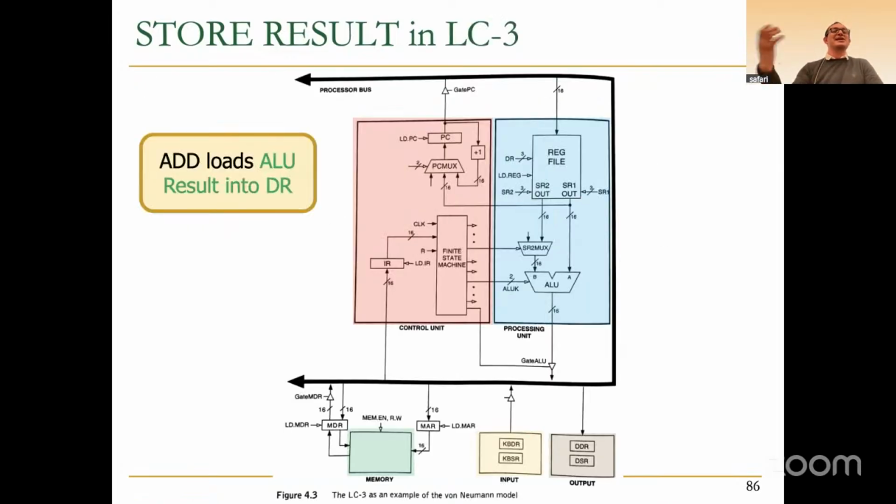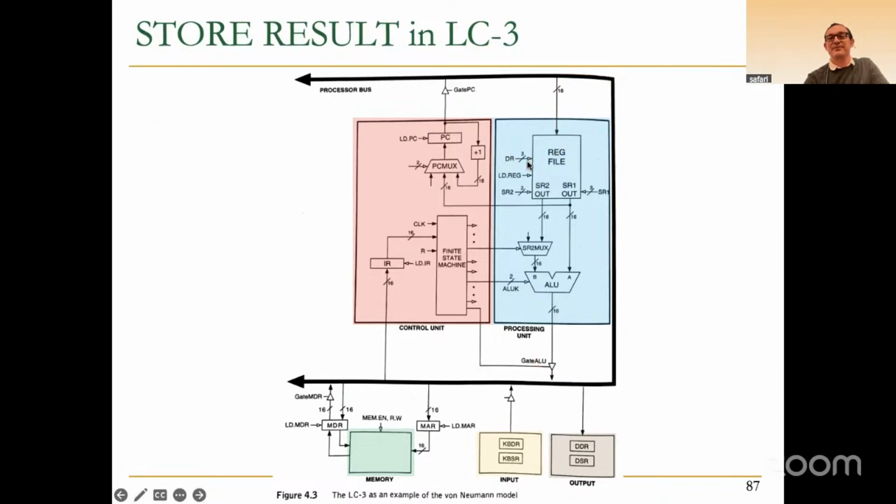So let's take a look at store result. Add loads the ALU result into DR. The ALU result was gated onto the processor bus. Then you need to set the control signal such that you write enable the destination register, and you have the destination register ID coming from the instruction register based on the encoding, if you remember. So there's no magic again. The destination register ID is encoded in the instruction register and it gets connected to the register file, and the register file gets write enabled such that you write this data coming off the processor bus into the register specified by the instruction. Okay?